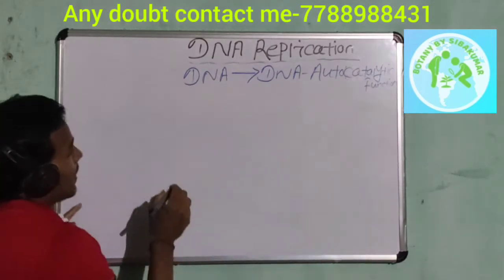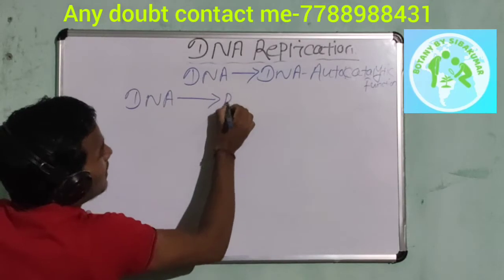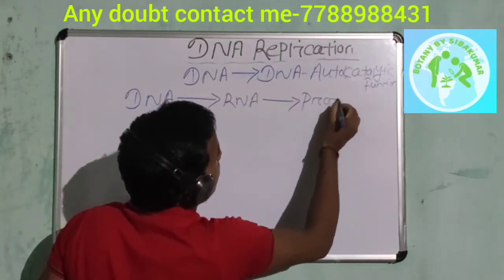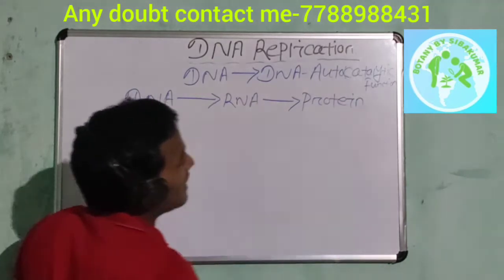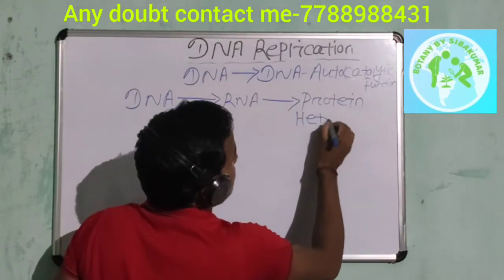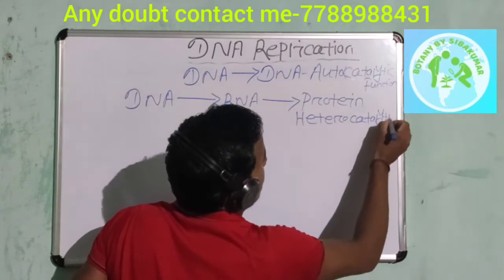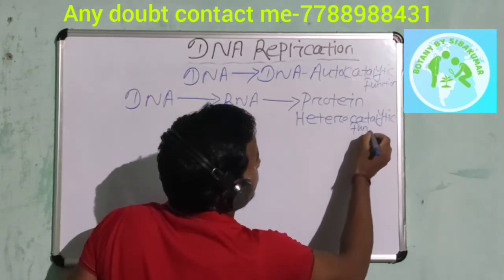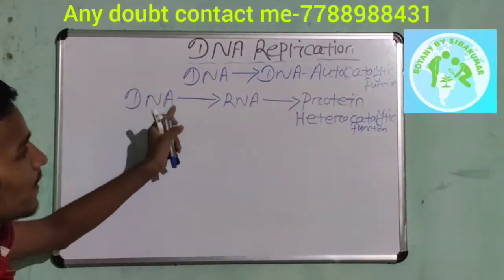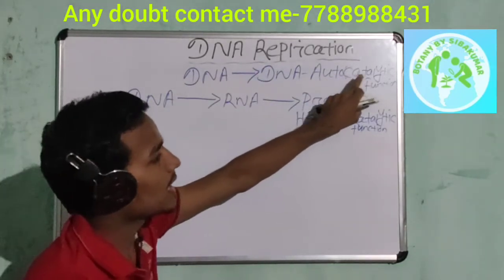But if the DNA can form the RNA and protein, this function of our DNA is known as heterocatalytic function. The process by which a DNA molecule makes its identical copy is known as autocatalytic function.